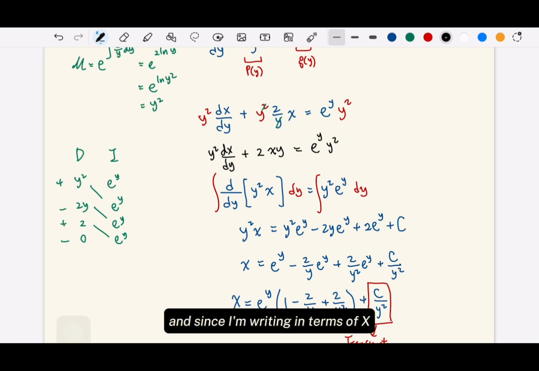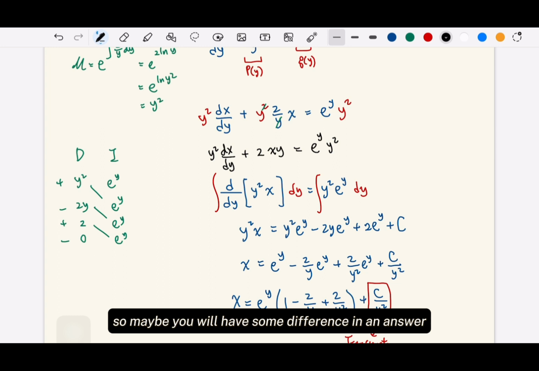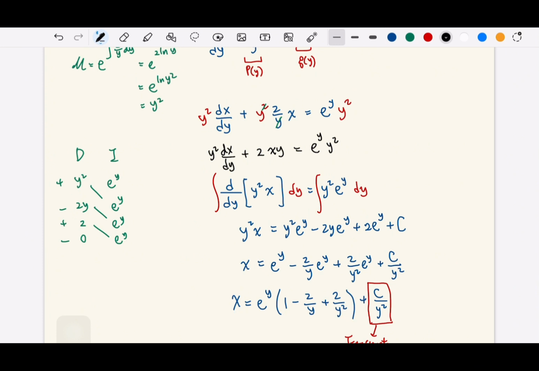And since I'm writing in terms of x, maybe you will have some difference in the answer. But if you try the exact equations and some of you try the linear equation, as long as you are consistent, the process is correct. Both are correct.